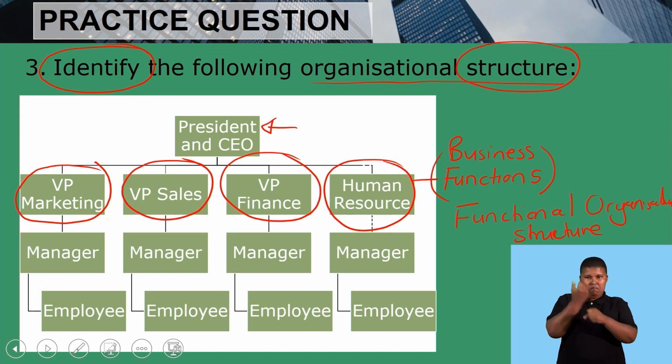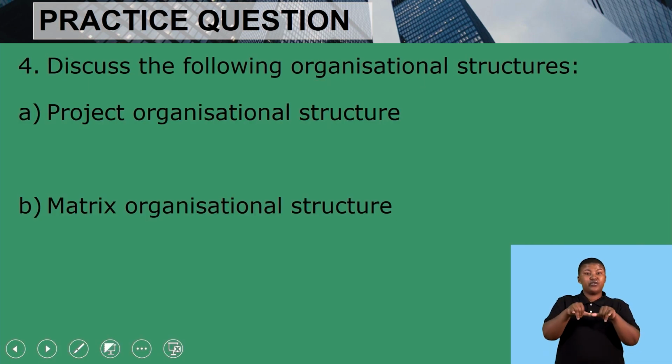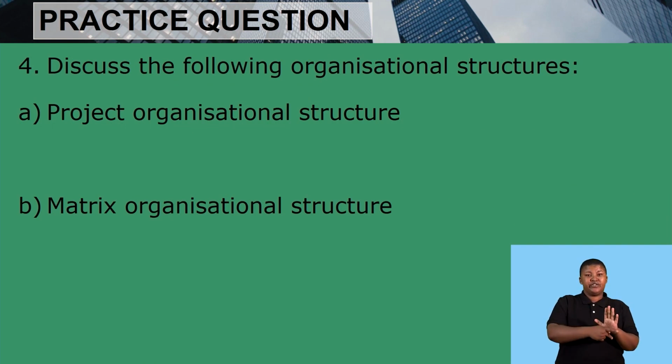So then the question continues, and they ask us to discuss the following organizational structures. So the first structure we have is the project structure, and the second one is the matrix structure. Now remember, the project structure is a temporary structure, so they will be together as a team until the whole task is completed. Where the matrix structure is permanent. They remain in their different departments rather, and they will only finish their part of the task before giving the task over to the next people. So let's take a look at the organizational structure.